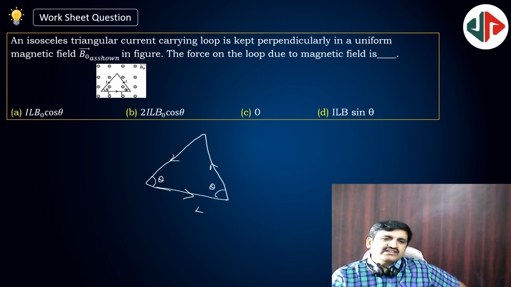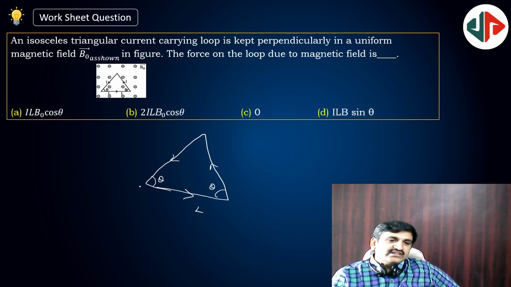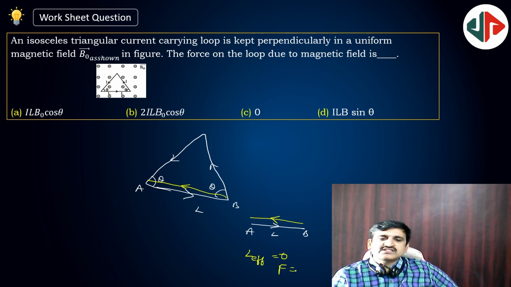Observe very carefully. Suppose this is A and this is B. A to B effective length, one length is L. And there is another effective length because of the two conductors, that is, current will come like this. So the effective total length L effective is equal to 0. So automatically force is equal to 0 then.